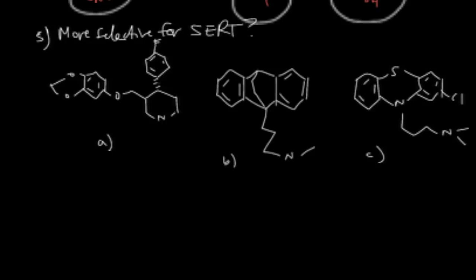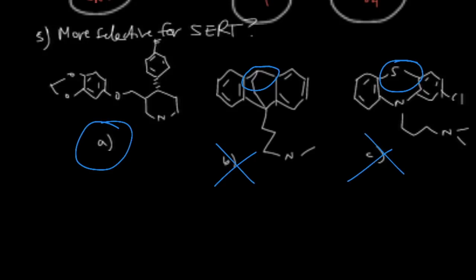Number 5, which is more selective for SERT? Answer is A. Cool. Remember that removing the side connecting the two rings, left and right ring, modulates selectivity for SERT. So I'm talking about this one and this one. These have the side connecting these two rings at the top. You cross out B and C. However, there is no side connecting these two rings, so it's A.